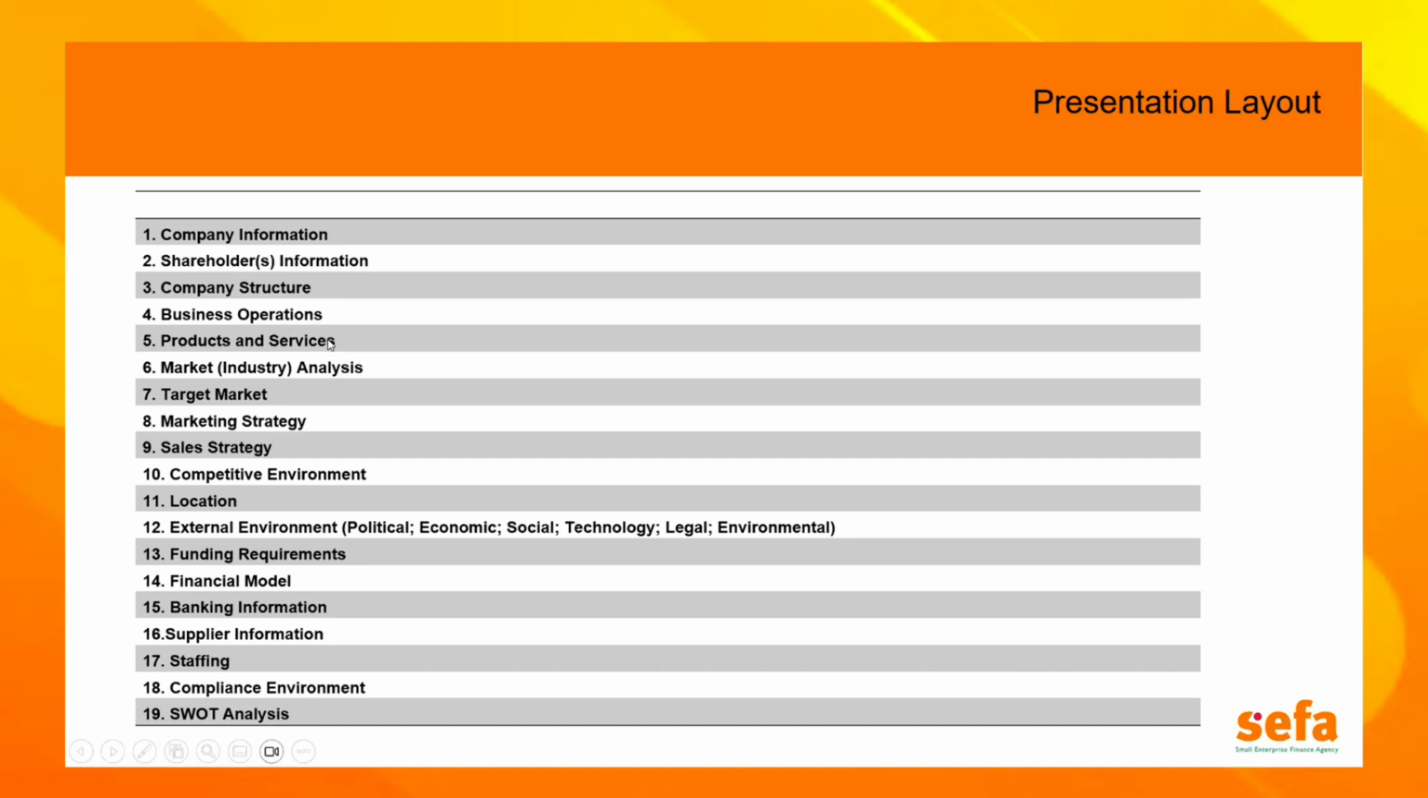the operations of the business, the products and services that the businesses offer, the market and the industry analysis. We'll cover the target market, the marketing strategy. We'll also cover the sales strategy, the competitive environment, the location of the business, external environment, the funding requirements, the financial model, banking information, supply information, the staffing, compliance environment.